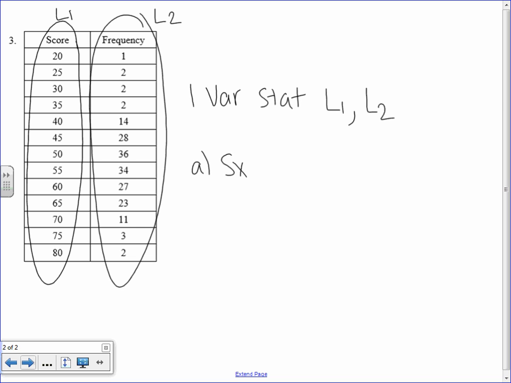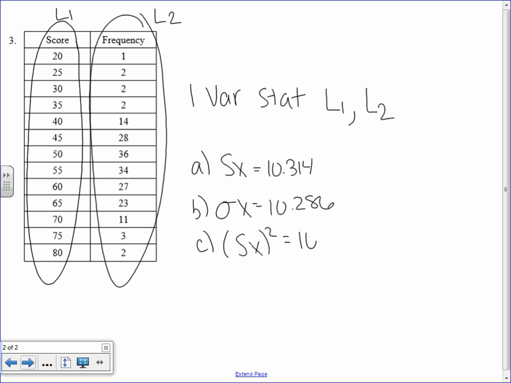So for A, we're looking for the sample standard deviation. That's going to be 10.314. B is the population standard deviation, which is 10.286. C is the sample variance, so I'm going to take my sample standard deviation and square it. You're going to get 106.4. D wants the population variance, so you take your population standard deviation and square it. That is going to be 105.8.